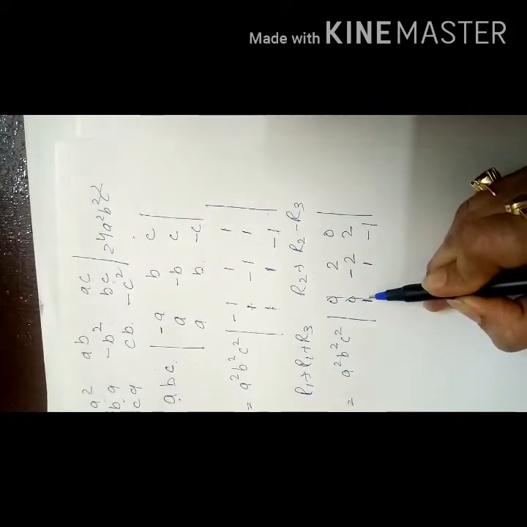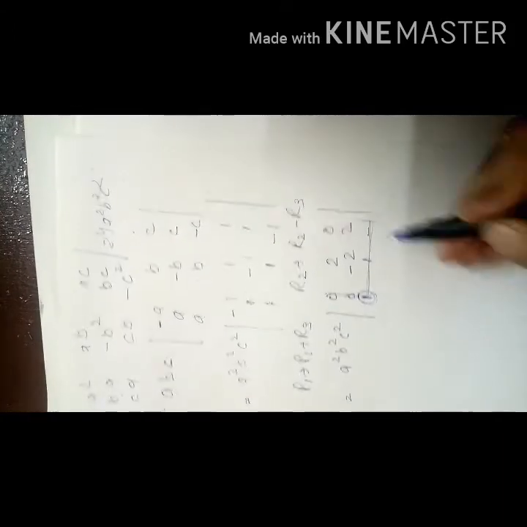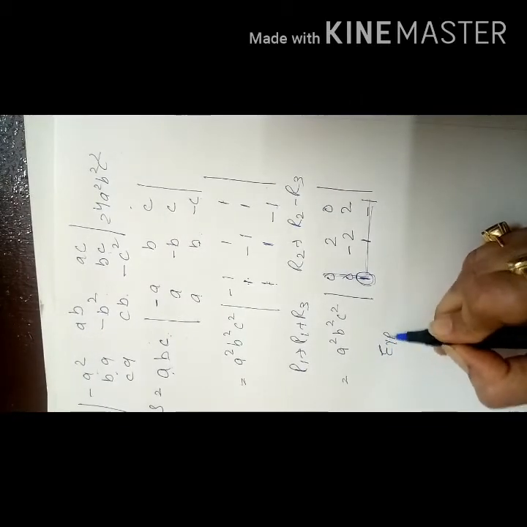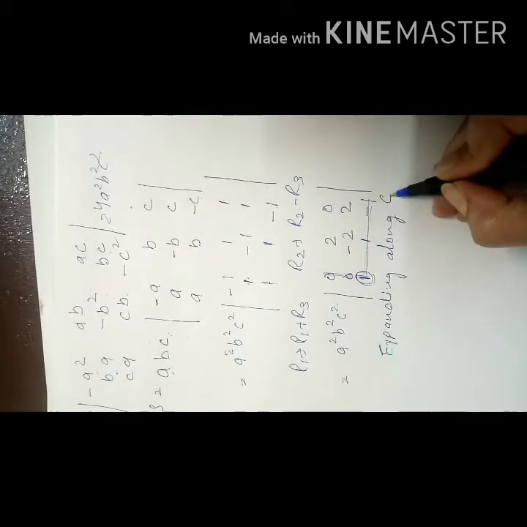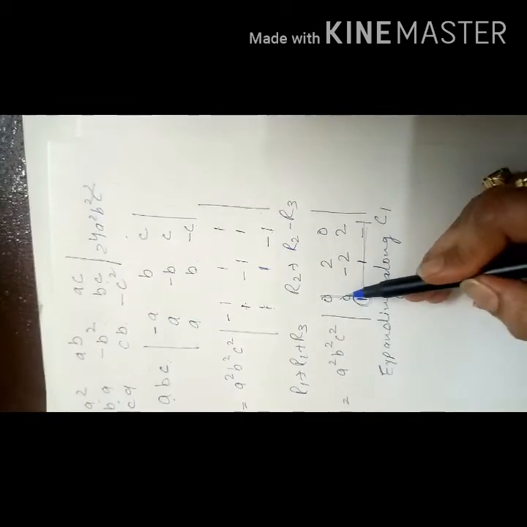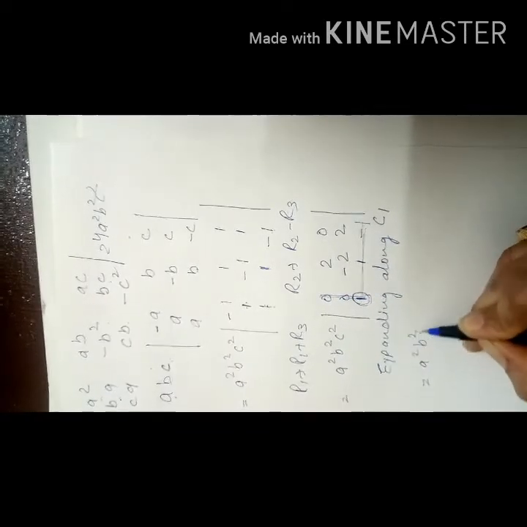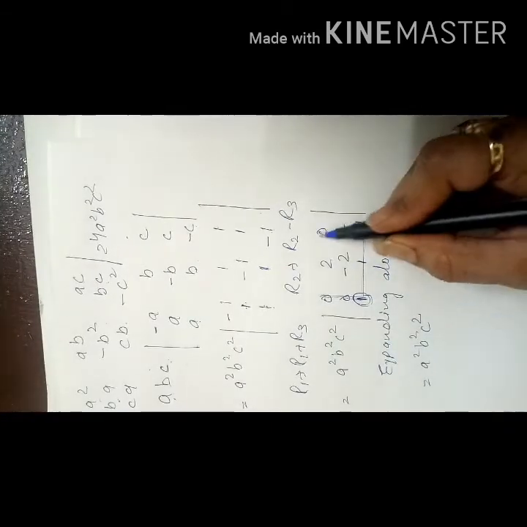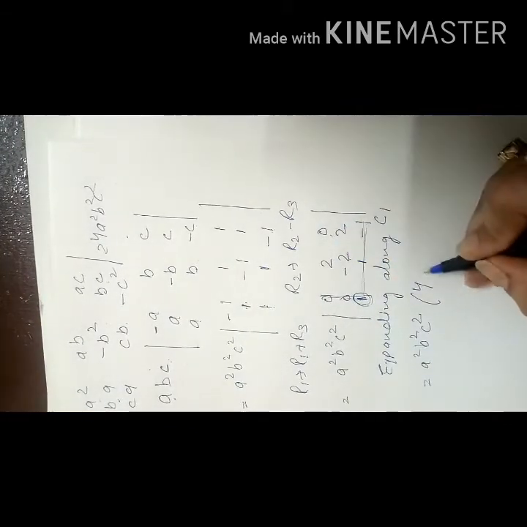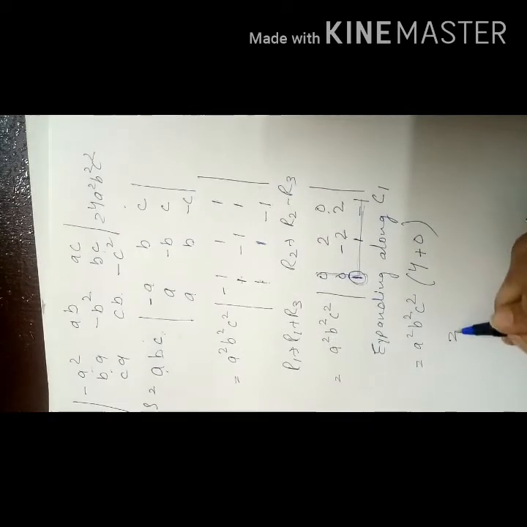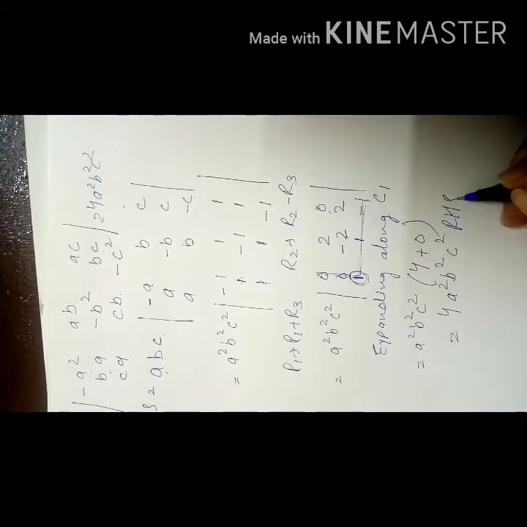When we are expanding, just draw the line like this. Because we are getting this 1, we have to draw the lines like this. So we are expanding along C1. Expanding along C1, these two are 0. So 1 is left. Draw the lines. Then a square, b square, c square, 1 is left. Now these 4 are left. So 2 into 2, 4. And then plus 0. So it will be 4a square, b square and c square. And this is the right hand side.